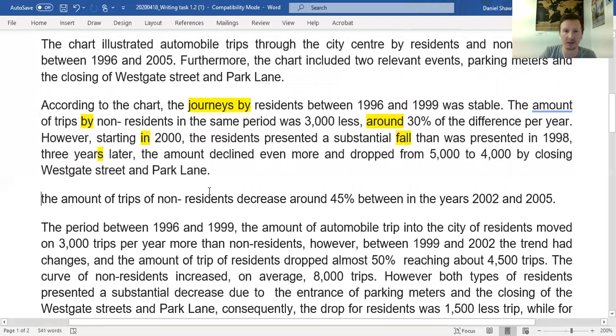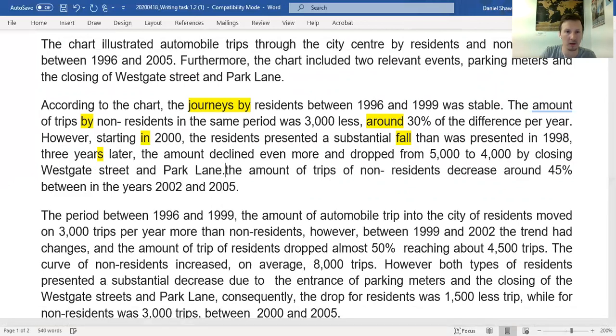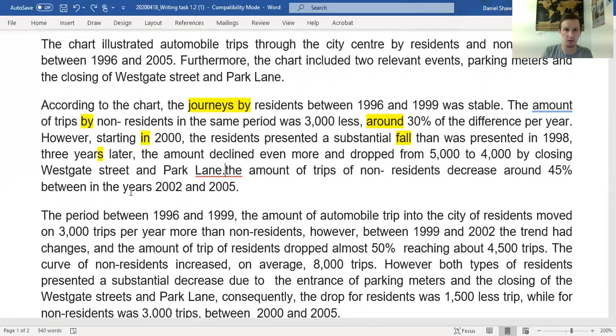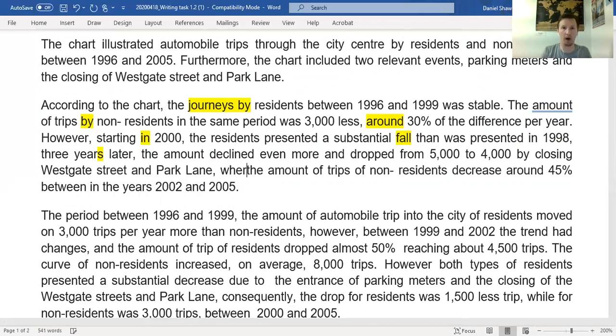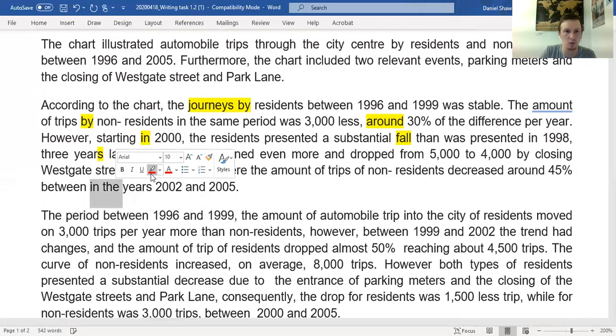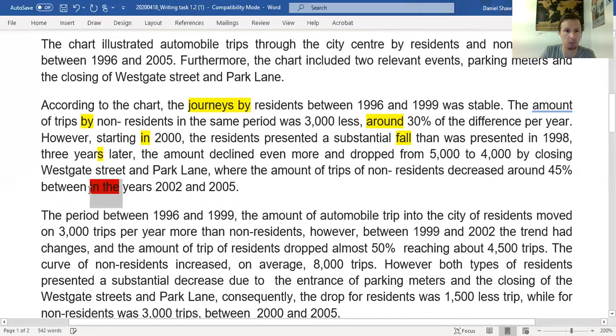So here we can just connect these two ideas. So by closing Westgate Street and Park Lane, and we just use a connective here, where the amount of trips of non-residents decreased around 45% between the years. So again, we don't need this. We can just put between the years 2002 and 2005.